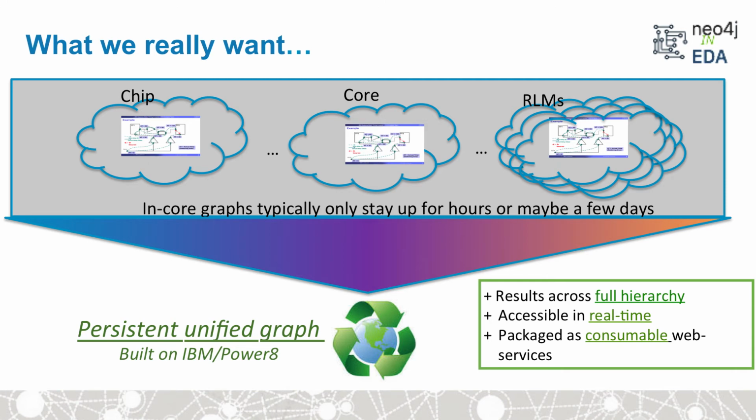So what do we really want? At the start of this year, we came up with really a transformative vision for circuit design. We realized what we really want is we want a persistent, unified graph model which spans the entire hierarchy, so that we can integrate results from every portion of our microprocessor design in one place. We can access those results in real time, and we can package all of the data in consumable web-based services. So this is the role that Neo4j is playing for us in IBM, getting back to Chuck's recursive story.